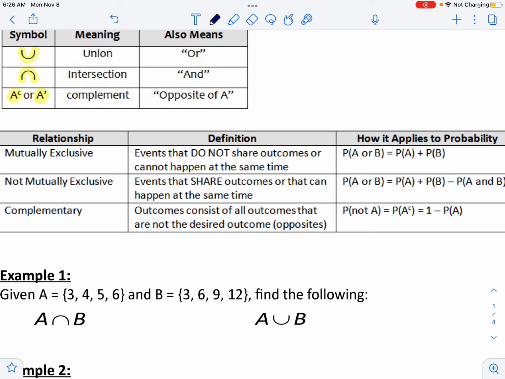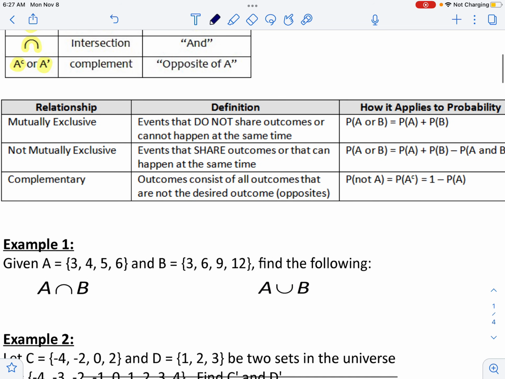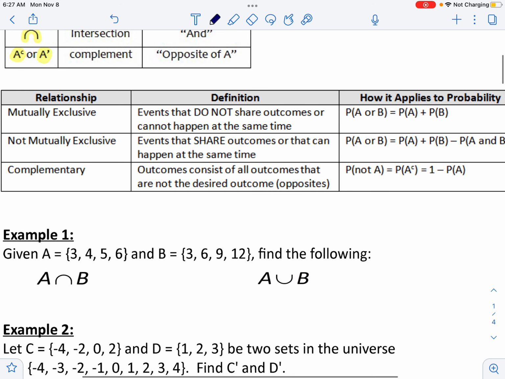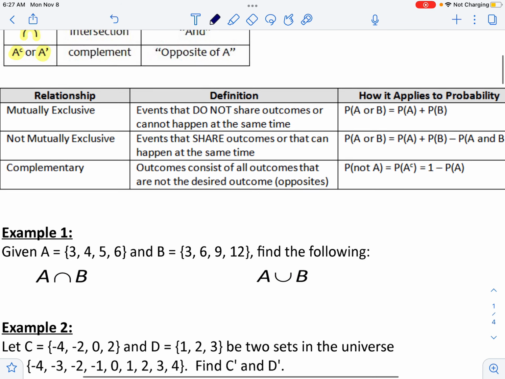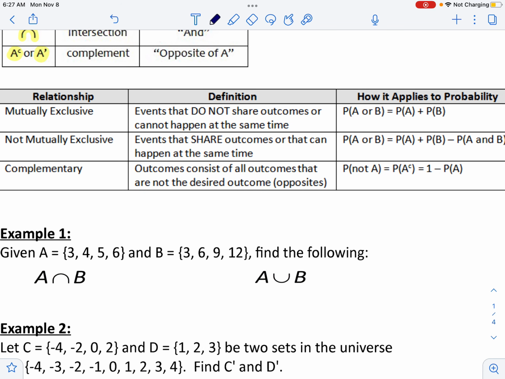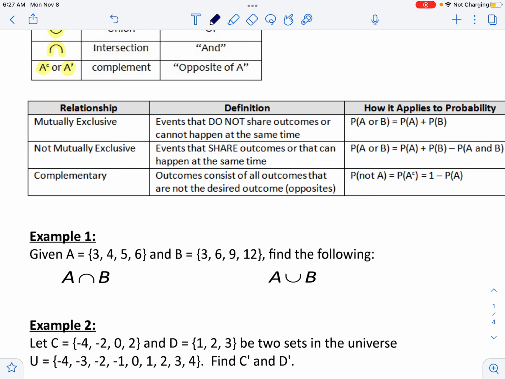The next one, not mutually exclusive, means that they share an outcome. For example, you as a student could be in geometry and you could also be in art class. Those are not mutually exclusive because you could be doing both at the same time. And then complementary has to do with the complement. It's the same idea as before: it just means everything that is not what we initially wanted. So the complement of being in geometry is everybody who's in any class besides geometry.